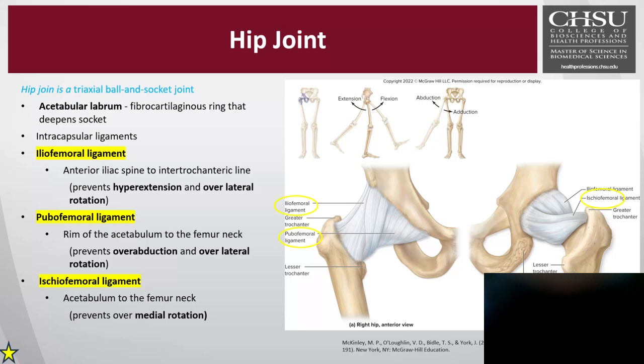So the first one, the iliofemoral, this one attaches more anterior superiorly. The main function is that its job is to limit any kind of super extension. So when a patient comes in and they can extend beyond the natural range of motion, what that means is then chances are there could be a weakening of this ligament.